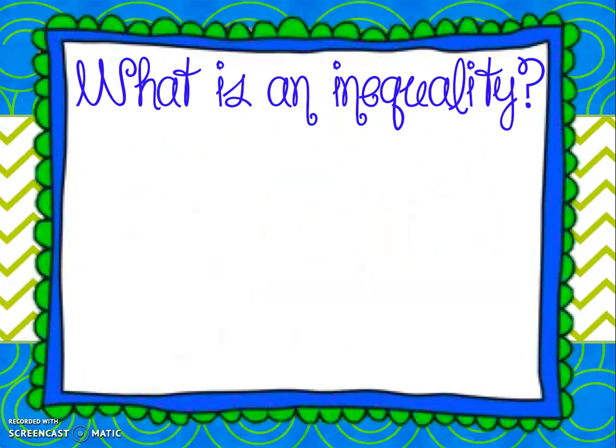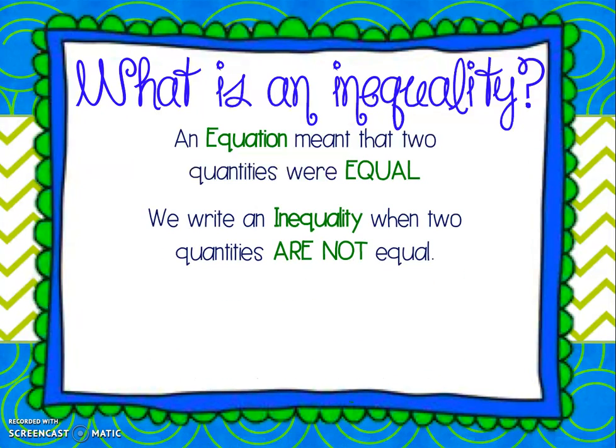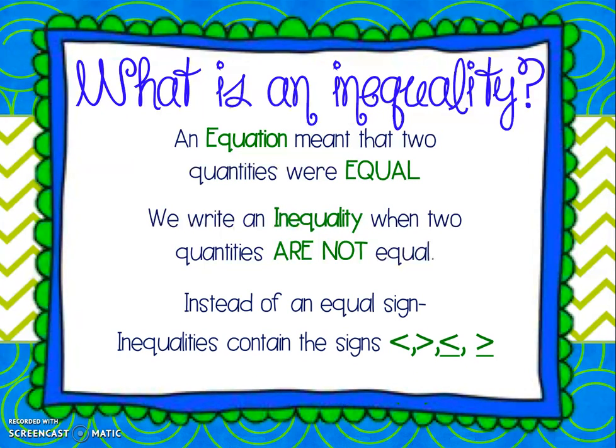Okay, so we talked about in class today that an equation from the last unit meant that two quantities were equal. We use the equal sign to represent that. Well, an inequality means that they're not equal. It means that it's less than or that it's greater than. So instead of an equal sign in this unit, we're going to use symbols that are less than, greater than, less than or equal to, and greater than or equal to.